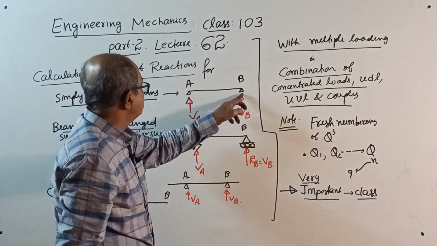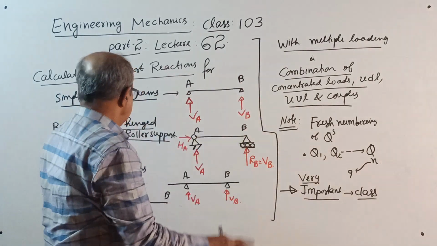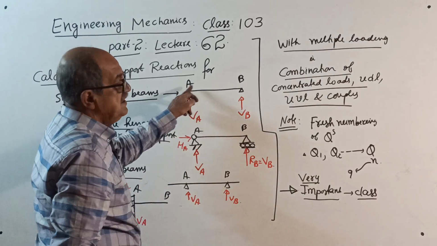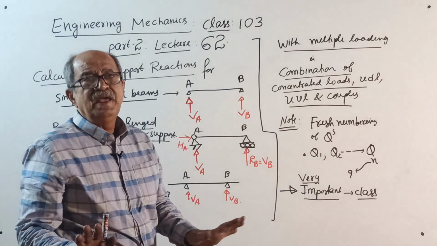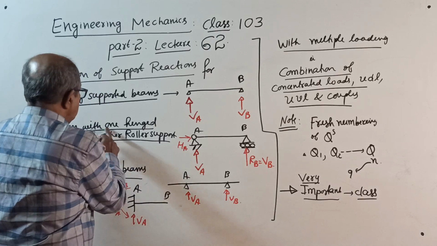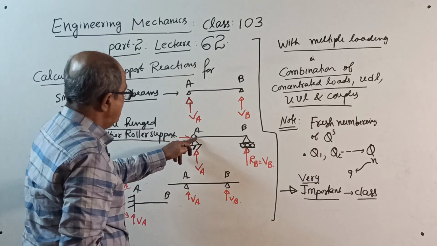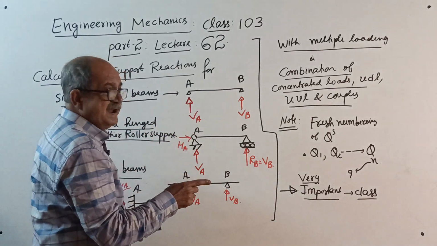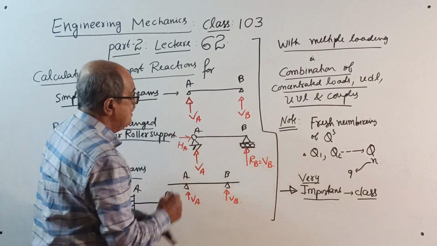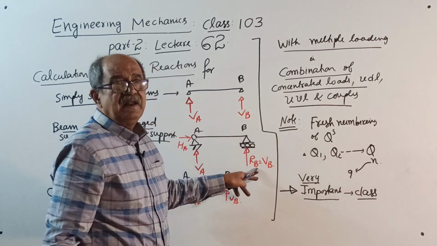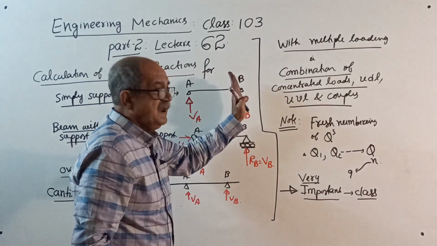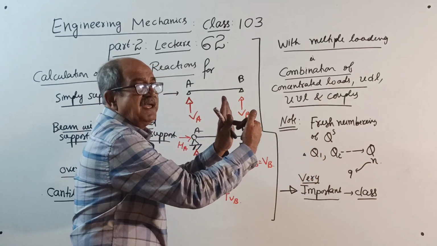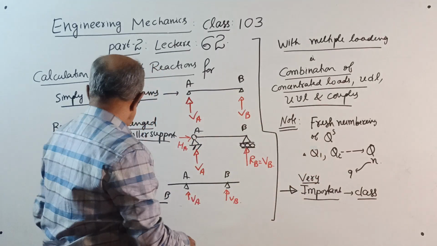See, two simple supports, just vertical reactions, a beam with one hinged support and the other. AB is only for reference; don't memorize AB. A beam with one hinged support and the other roller support: the hinged support has two reactions, and if you want the resultant reaction, you can find it here. A roller support has just one reaction, normal to the plane of the roller. Here it is vertical. If the roller is tilted, it will become like this. This all will be covered.